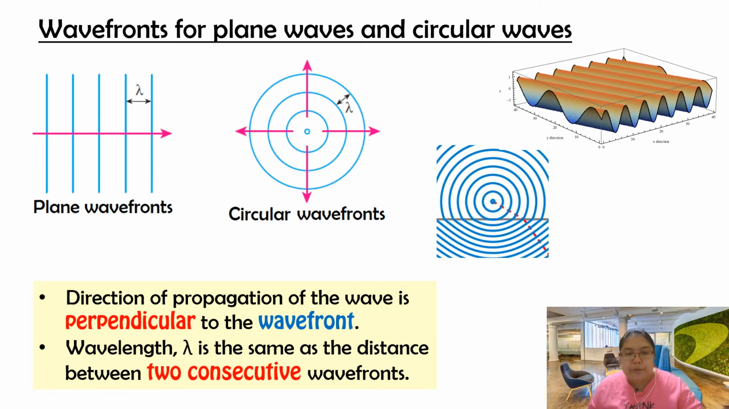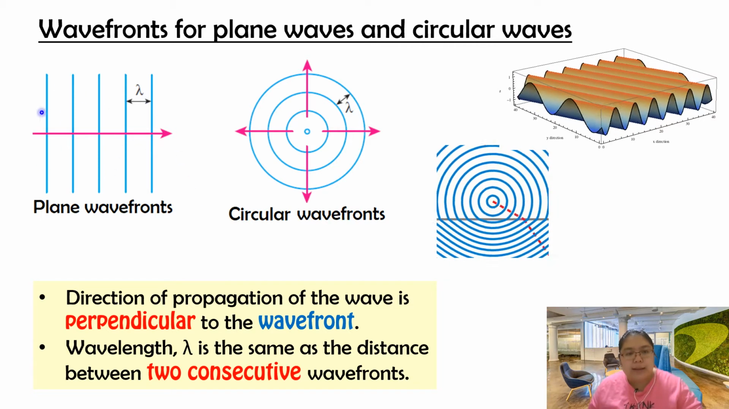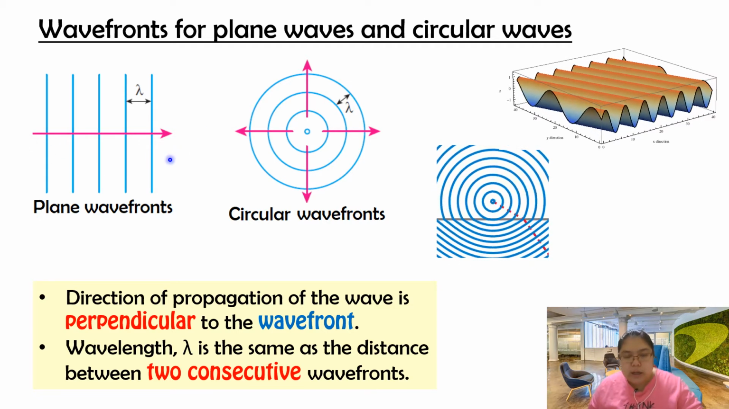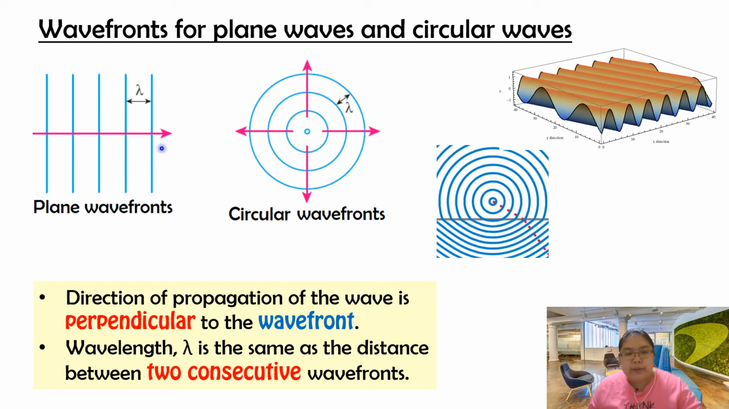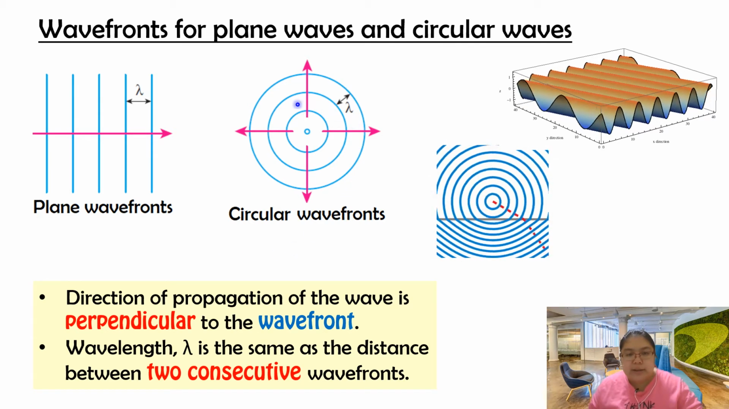This is the wavefront for the plane wave and also the circular wave. You can see the blue line stands for the wavefront, and the pink line stands for the direction of wave travel. From here, can you find it? Both must be at 90 degrees. So this one is a plane wavefront, and this one is circular.